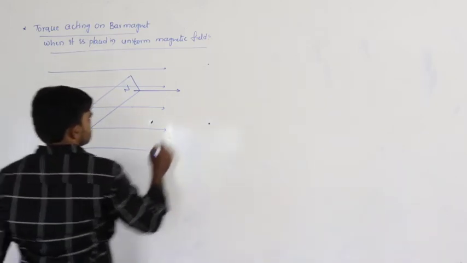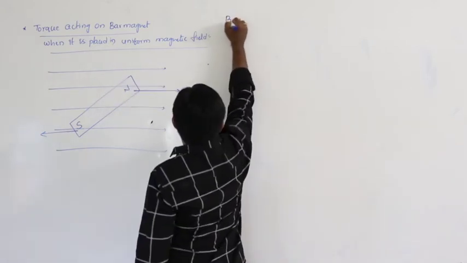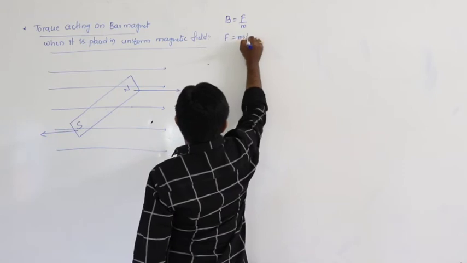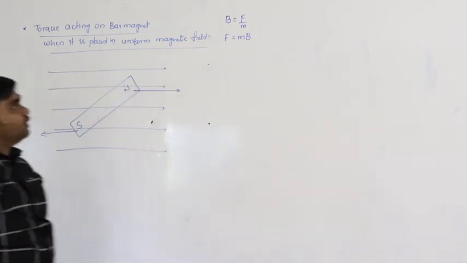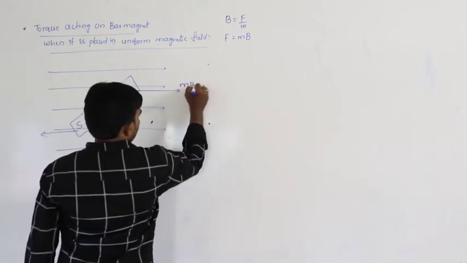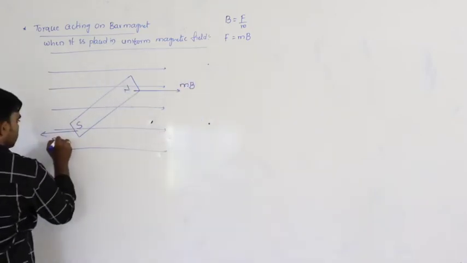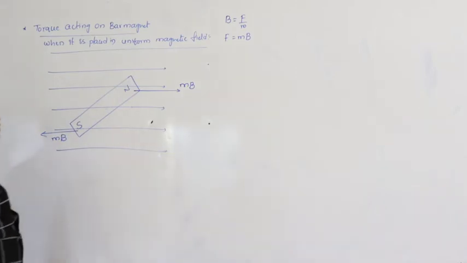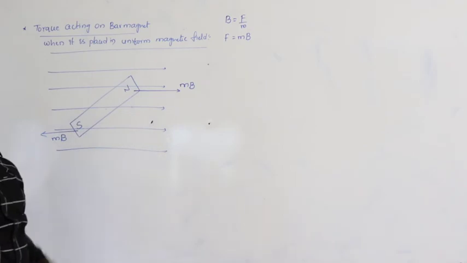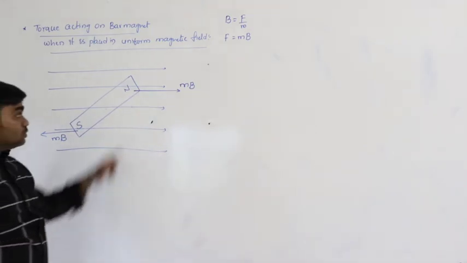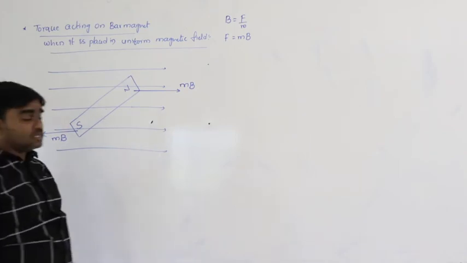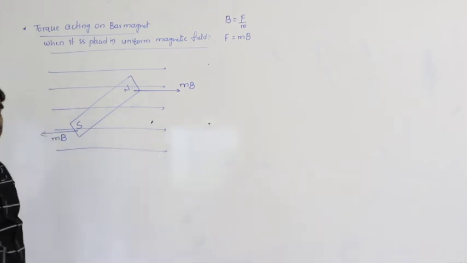So there are two forces. We know magnetic field B can be written as force per unit pole strength, then F can be written as small m B. So this is mB and it is also mB. Two forces of equal magnitude whose line of action is not the same, that constitutes a couple.